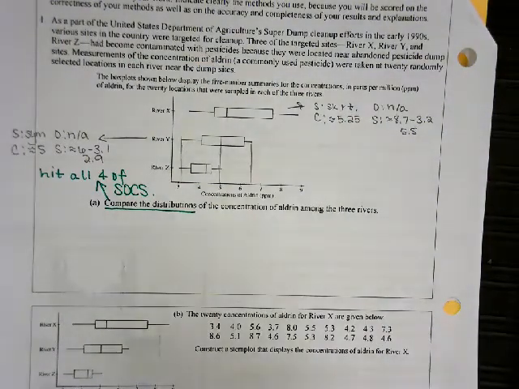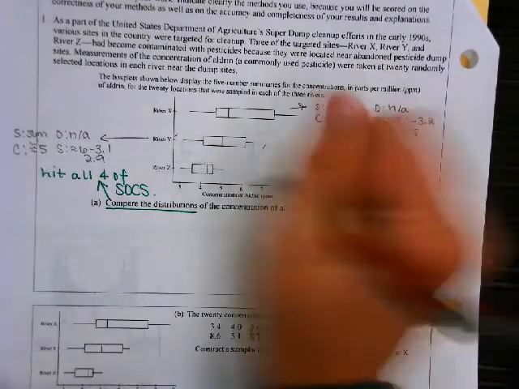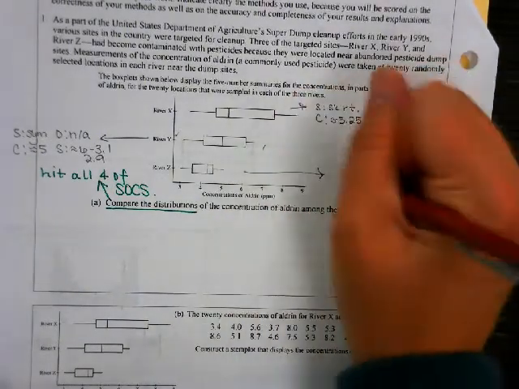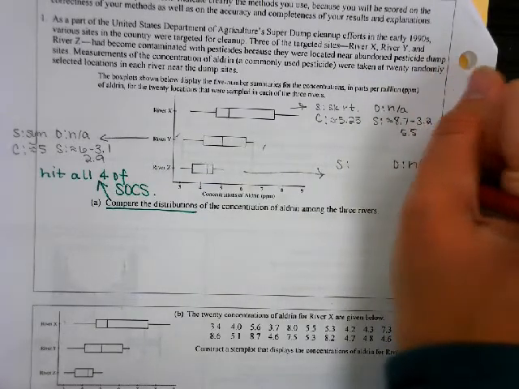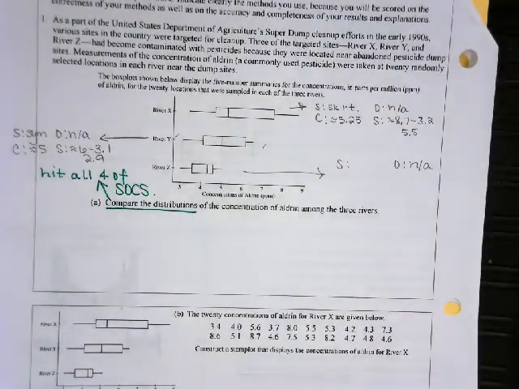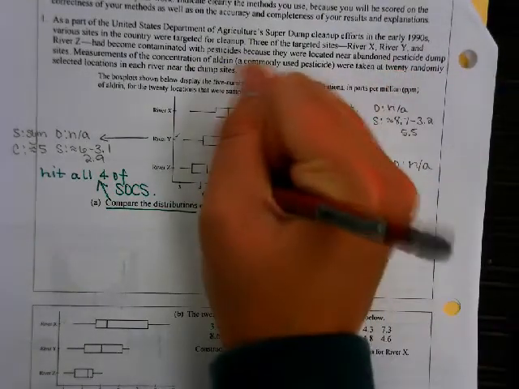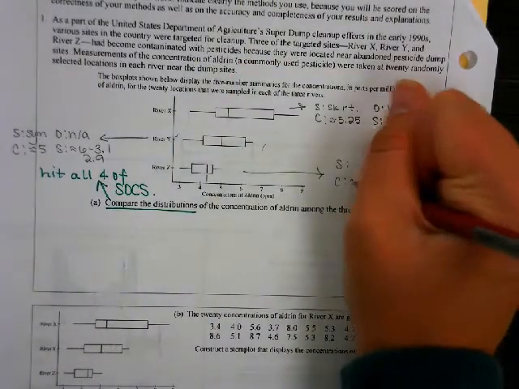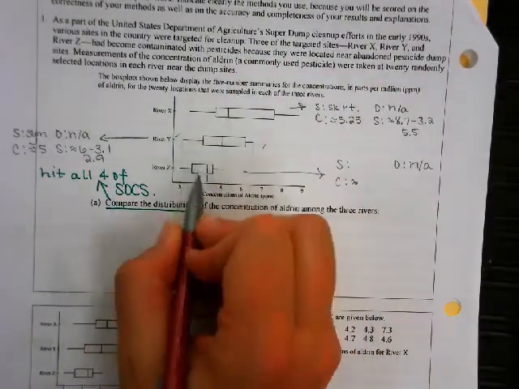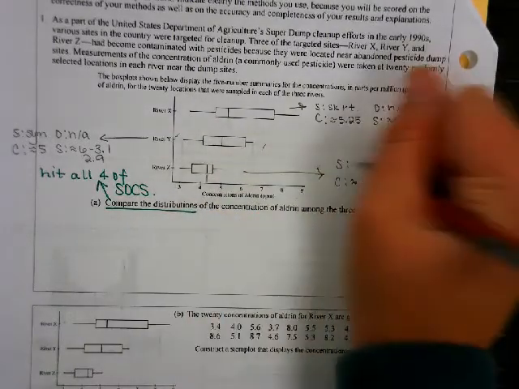And then Z, what's the shape of Z? We know there's no outliers for Z because we don't have any separate dots. Nobody wants to make a guess about the shape? Skewed left. I would say skewed left. Bigger on the left side of the box. So, skewed left. Thanks, Nate.